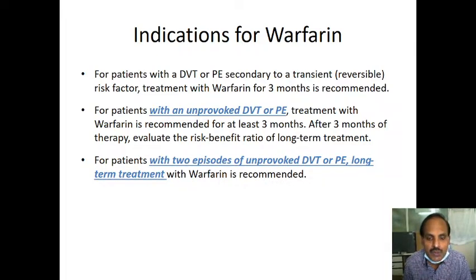After getting absorbed, what does it do? It goes to the liver through the portal circulation, and in the liver it interferes with vitamin K epoxide reductase. Therefore factors 2, 7, 9, 10 cannot be activated and the active coagulation components will not be available. Therefore it acts as an anticoagulant. Now warfarin is an inhibitor of the activation of factors 2, 7, 9, 10.